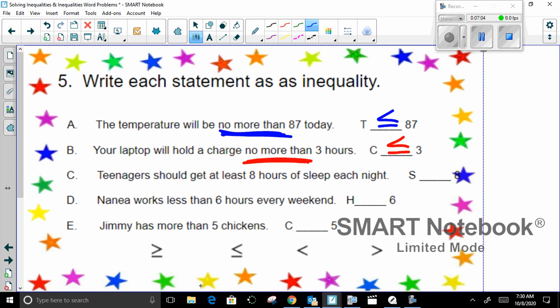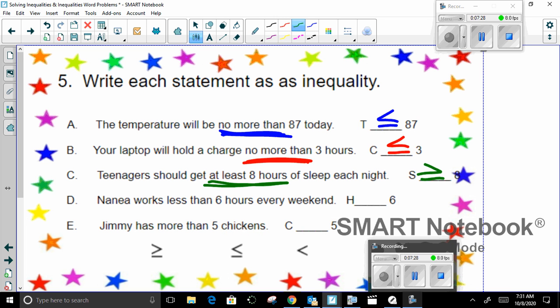Teenagers should get at least 8 hours of sleep each night. At least. So you can get 8 hours of sleep. What if you only get 7 hours of sleep? Is that okay? No, you need at least 8 hours. So you can get 8 hours of sleep or more. That's greater than or equal to 8.